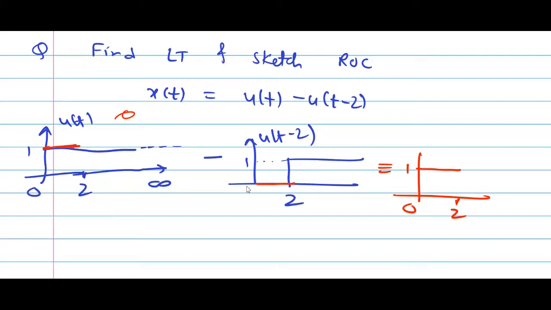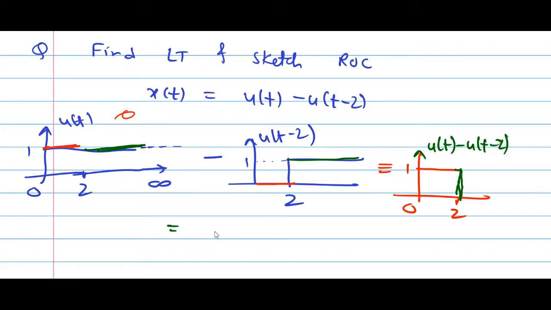From 2 onwards, both have amplitude 1, so 1 minus 1 is 0. After 2, the subtraction will be 1 minus 1, 0. So this is the graph of u(t) minus u(t-2). We have to determine its Laplace transform.